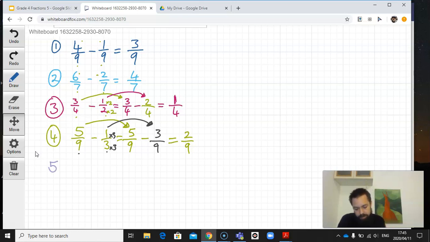Number 5. 4 over 5. Minus 4 over 10. Give you a little while to get started. Before we subtract, we need to make sure that the denominators are the same. So we're going to have to change one of those to be like the other.